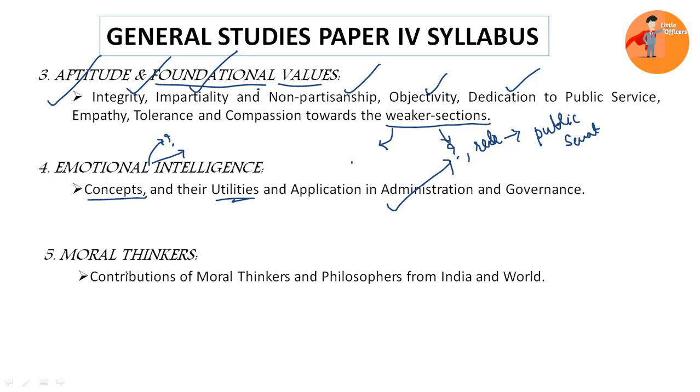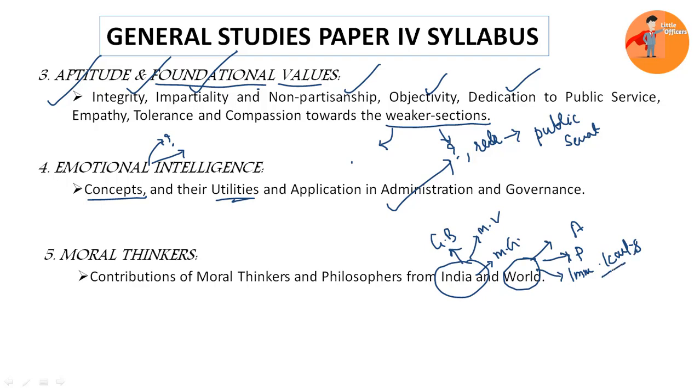Then in the fifth topic, we have moral thinkers, particularly the contribution of moral thinkers and philosophers from India as well as the world. For example, from India, we'll be looking at Gautama Buddha, then Vardhamana Mahavira and Mahatma Gandhi. Different other persons, Vivekananda, etc. And from the world, we'll be looking at Aristotle, Plato, Immanuel Kant, etc. Such persons and their philosophies will be understood here.